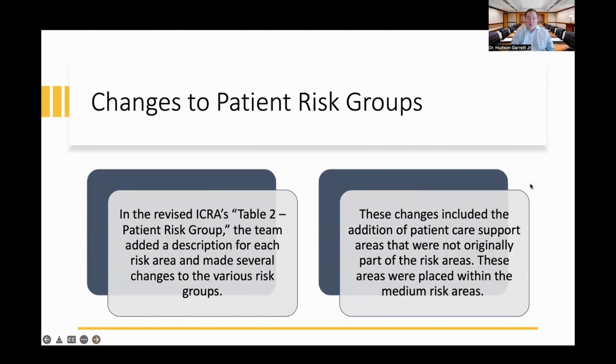One of the other things that they looked at specifically was changes to patient risk groups, right? And so what they were looking at here was, are all patients really the same? And of course they're not. And what they found here is that they looked at patient care support areas that were not initially part of the risk areas. And so they've now placed them into medium risk areas. Your ICU units, for example, have gone up a notch, and we'll go through what those look like in just a moment. But again, our goal is to look at the risk of the activity, the duration of the activity, as well as what mitigation steps would need to take place. And we'll talk about what those are here in just a second.